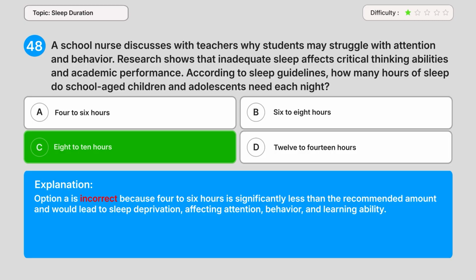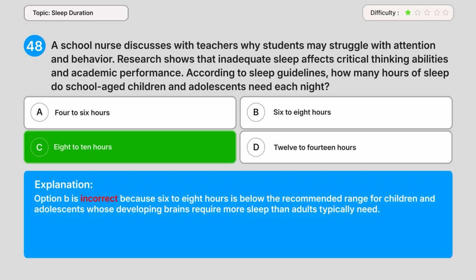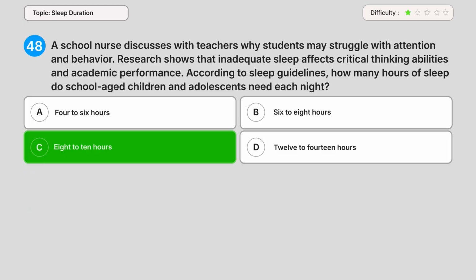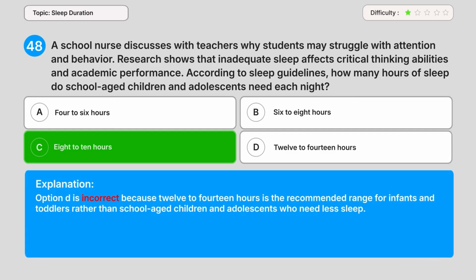Option A is incorrect because 4 to 6 hours is significantly less than the recommended amount and would lead to sleep deprivation, affecting attention, behaviour, and learning ability. Option B is incorrect because 6 to 8 hours is below the recommended range for children and adolescents whose developing brains require more sleep than adults typically need. Option D is incorrect because 12 to 14 hours is the recommended range for infants and toddlers rather than school-aged children and adolescents who need less sleep.